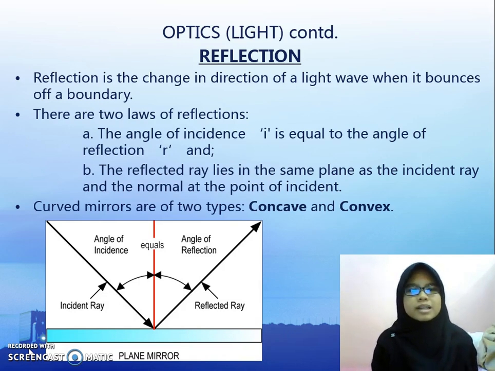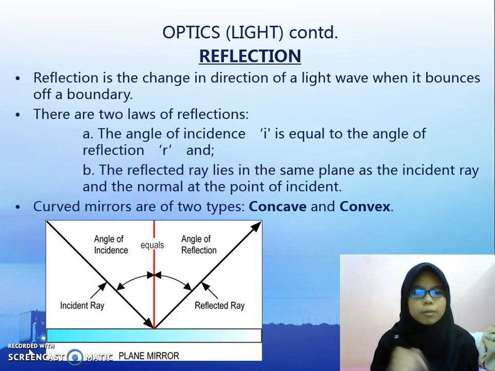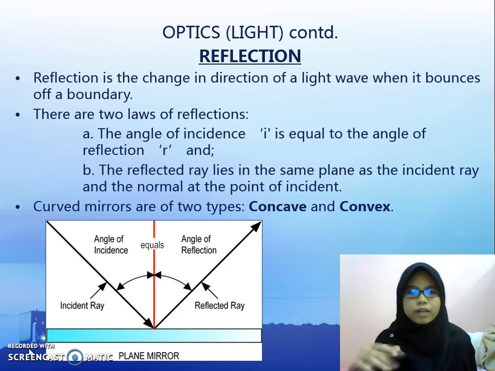Reflection. Reflection is the change in direction of a light wave when it bounces off a boundary. Reflection has two laws: the angle of incidence is equal to the angle of reflection, and the reflected ray lies in the same plane as the incident ray and the normal at the point of incidence. Curved mirrors have two types, which are concave and convex.